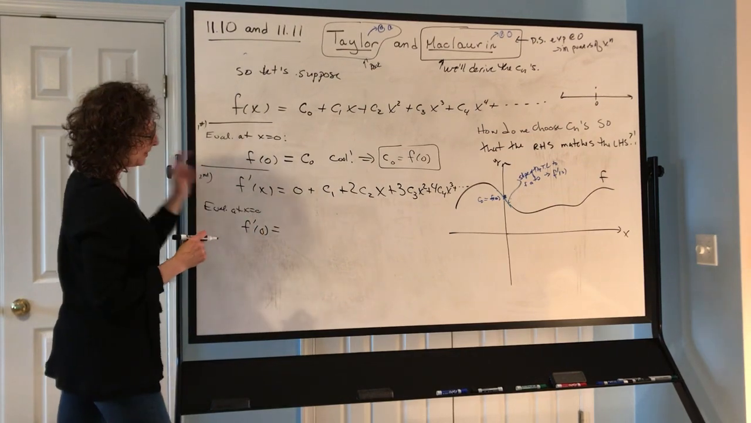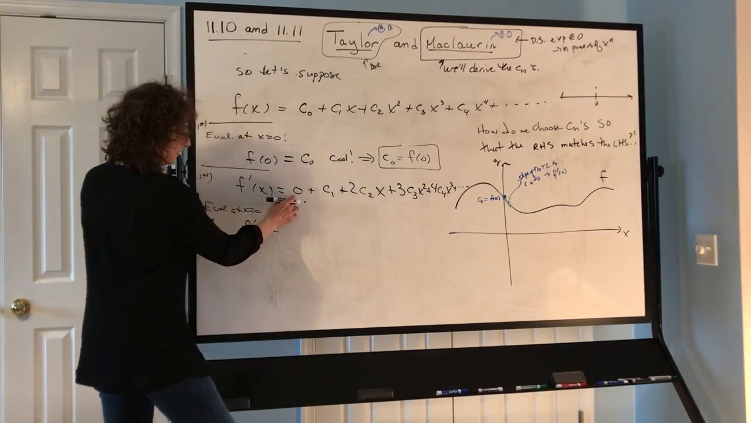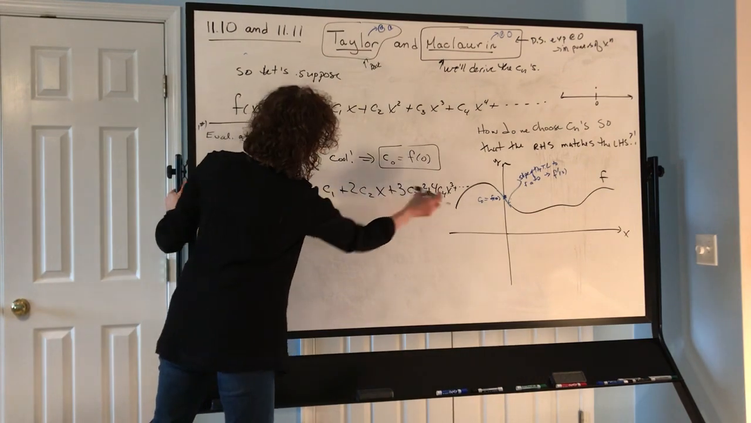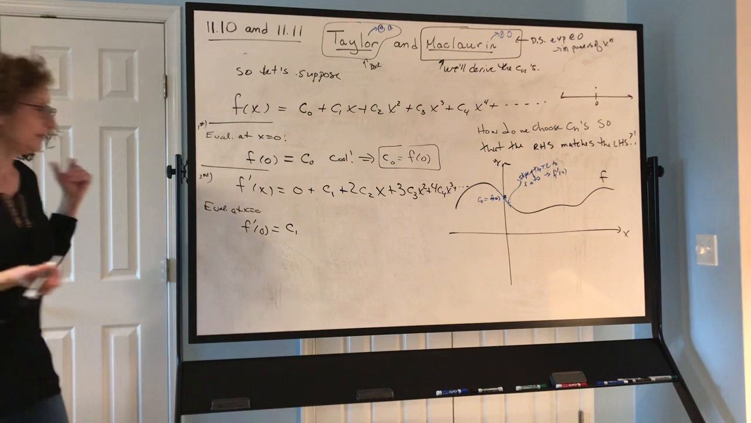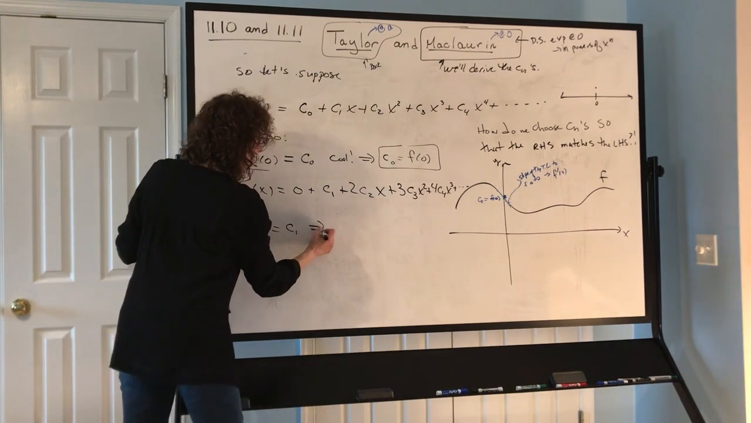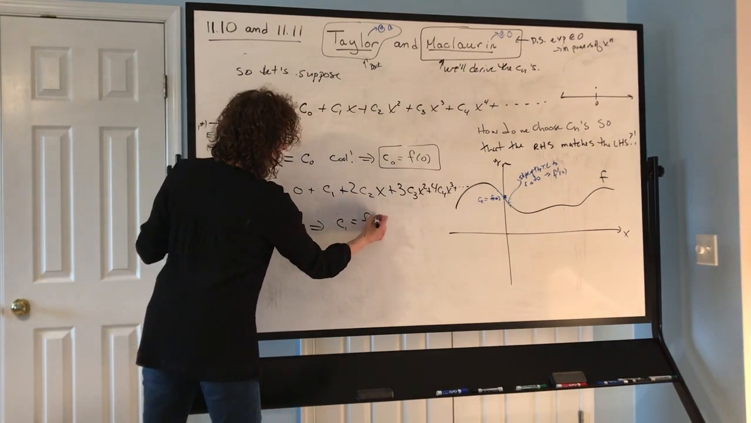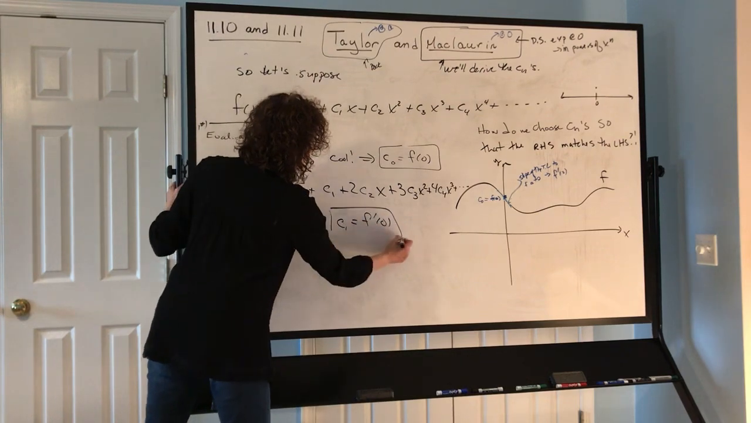So what is f prime evaluated at 0? Well, we got a 0 there. The x's and all that are going to go away. What are we going to have? c1. Oh, that's kind of awesome. So what does that tell us? c1 should be f prime of 0.